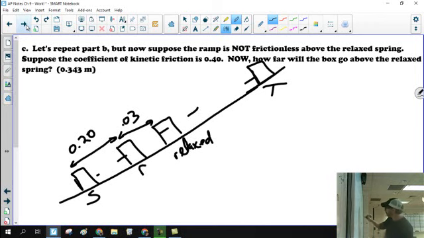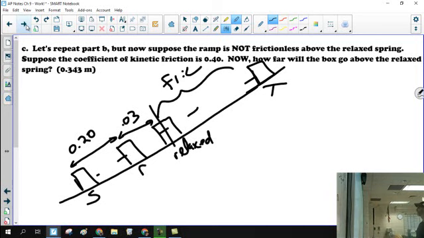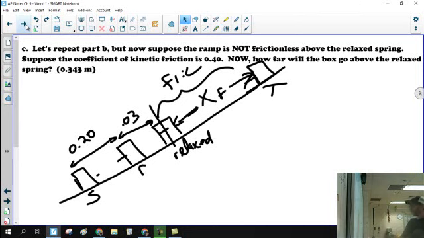And to be clear, there's friction here, but just above the relaxed place. Okay, and so what we're trying to do is find how far it goes. So let's call it x_f, as in x that goes with friction. All right, so that's what we're looking for. Okay, so let's smallify our drawing here a little bit.